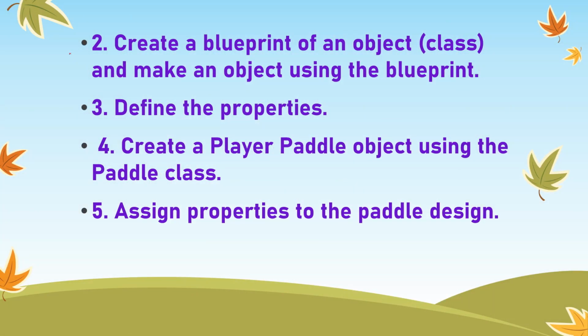So let's start. Before that, how will we do this ping pong game? First of all, we will create the blueprint. Blueprint is nothing but the class, one design of that paddle. So first of all, we will create the class. Then we will define its properties. Then we will create a player paddle and the computer paddle using that design, the class. And then again we will assign the properties to that paddle design. Clear? So this is how we are going to do it.